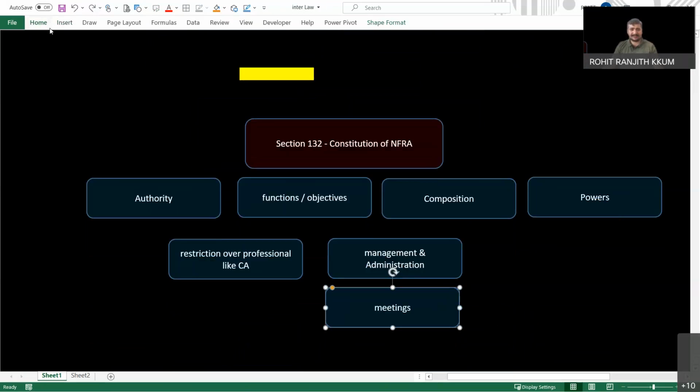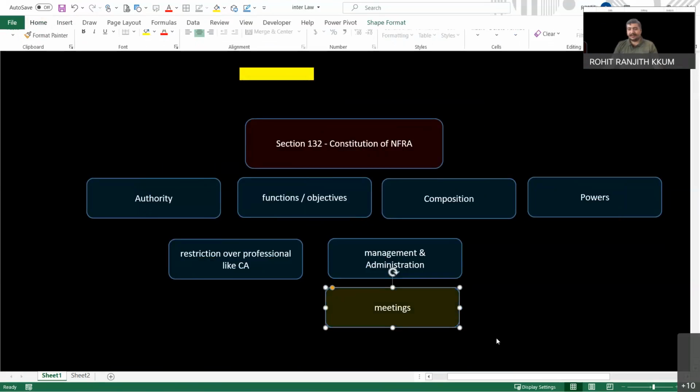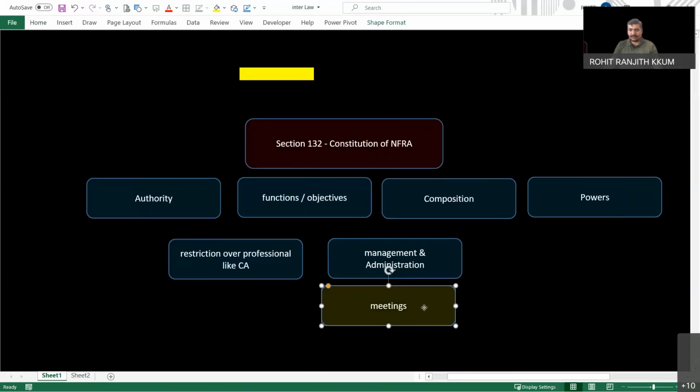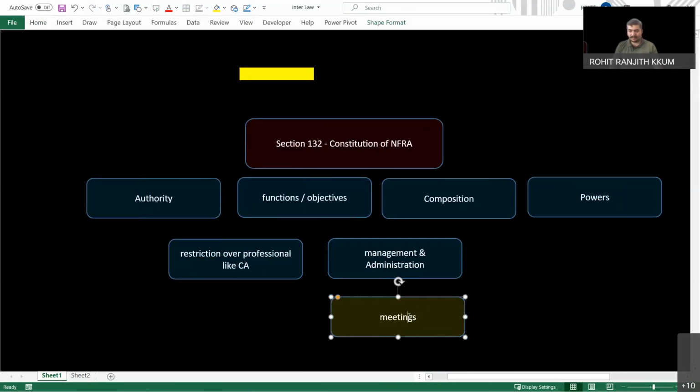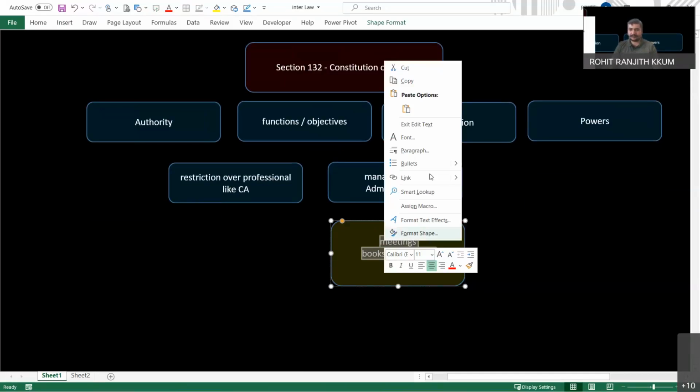Then preparation of books of accounts, and finally auditing. So this is just like that investors education and protection. But did you observe how it is getting managed? Other things that happen. All right.